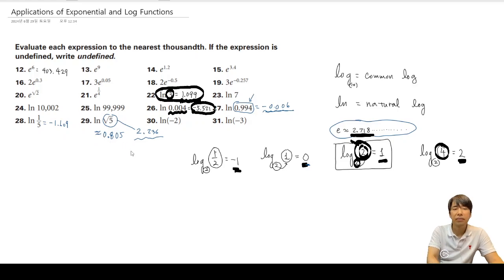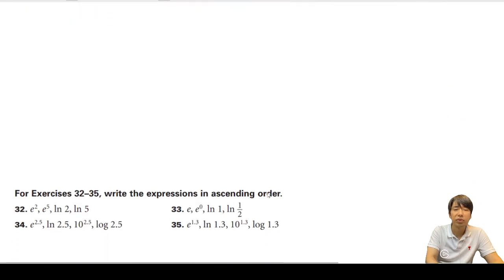For number 30, it says ln negative 2. Can we have a negative number inside the log? Absolutely not, so this is undefined. You cannot have 0 either. 0 or a negative number, no good, so this is also undefined. All right, let me move over to the next block here.